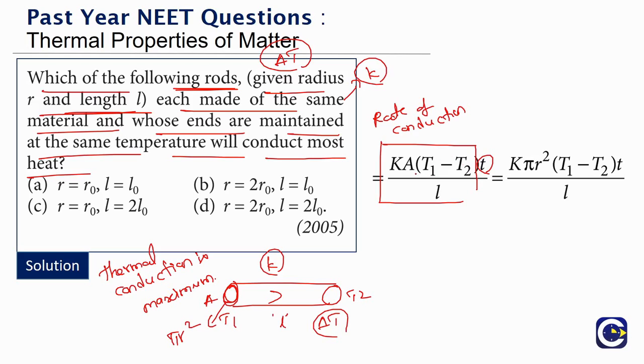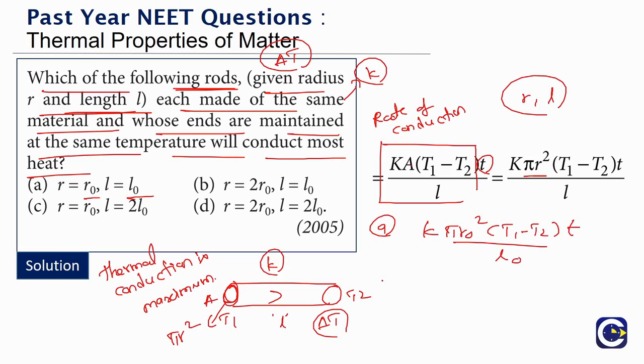So here anyway, between these rods, where is the difference coming? A is pi r square. The difference is coming in the value of R and L. The rest of the quantities are the same. So we have to look at each of these options and then conclude which of them is going to give us the maximum heat through conduction. We'll have to go one by one. There is no other option. Option A: R is equal to R naught, L is equal to L naught, means K into pi R naught square into T1 minus T2 into small t by L naught. Option B is what?